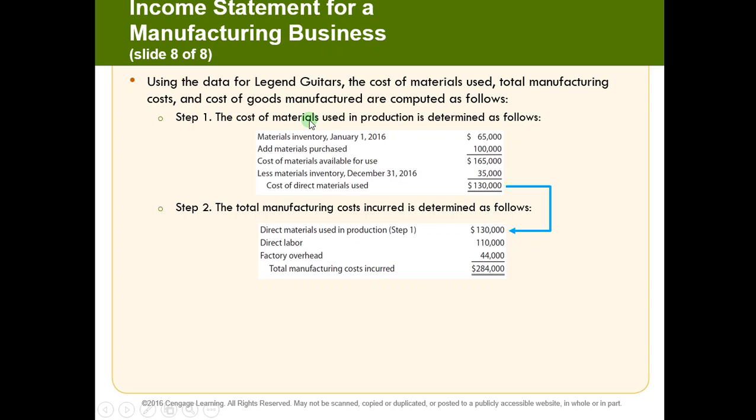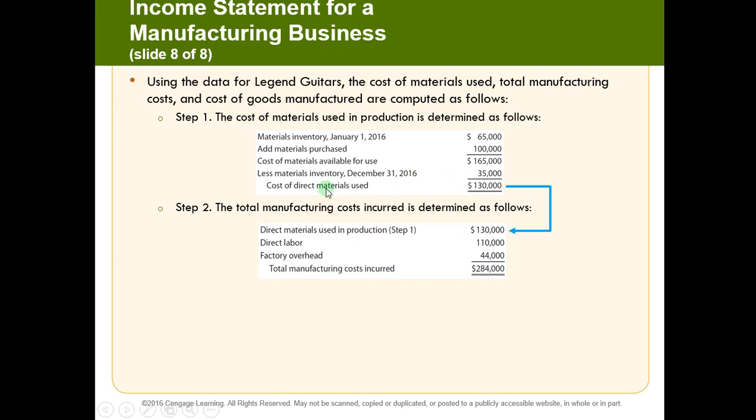But there's step 1, cost of materials used. You go through your formula here for your raw materials. You started with $65,000. You added $100,000. So during the year 2016, you would have had $165,000 of raw materials available for your use. December 31st, you had $35,000 of raw materials left. So the direct materials that you pulled and used were $130,000.